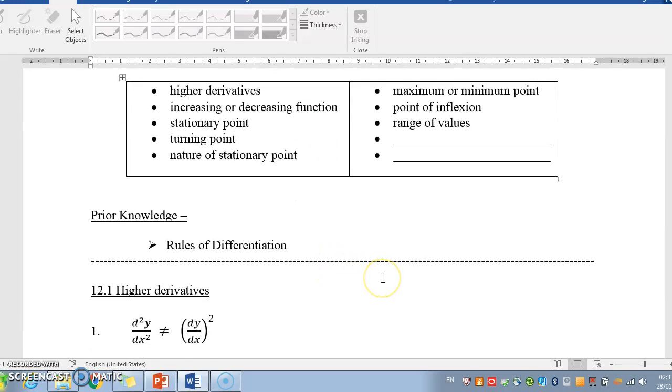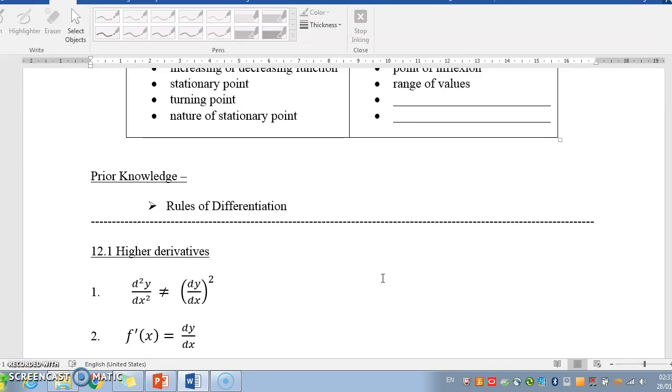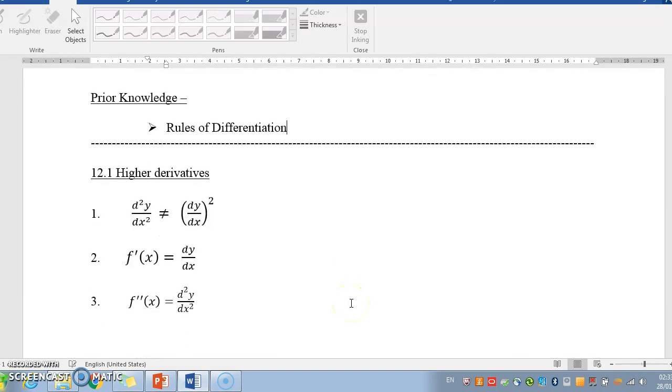Now, basically for this unit, you need to know the rules of differentiation very well. So you need to remember your chain rule, your product rule, and your quotient rule. Okay, let's look at 12.1.